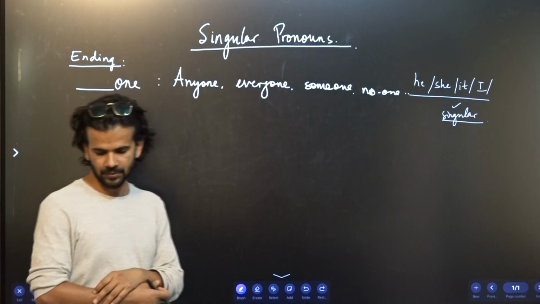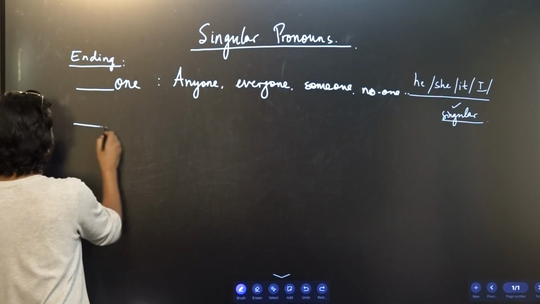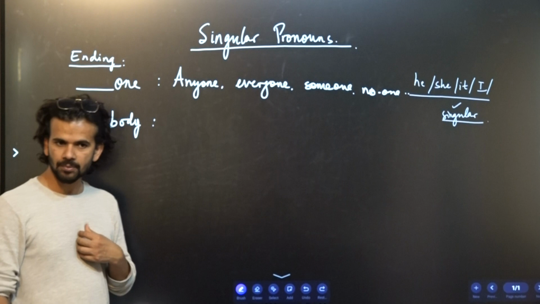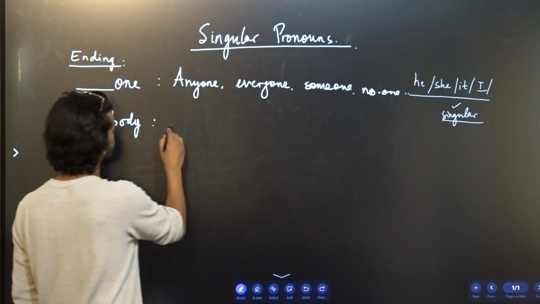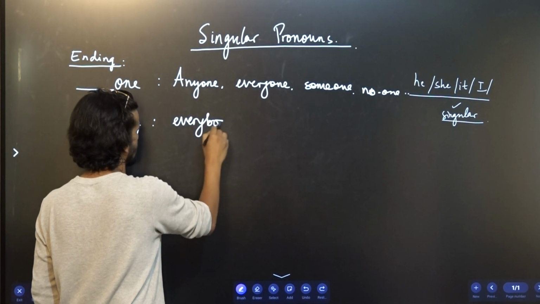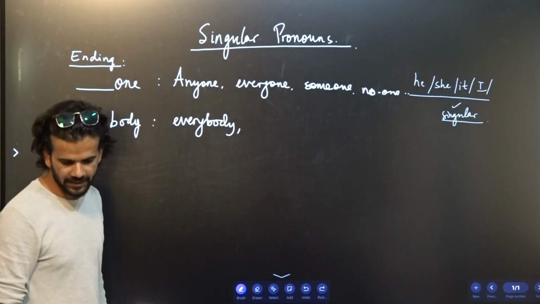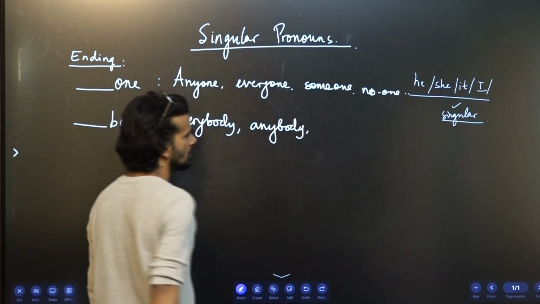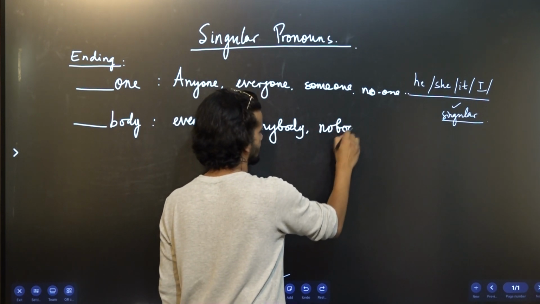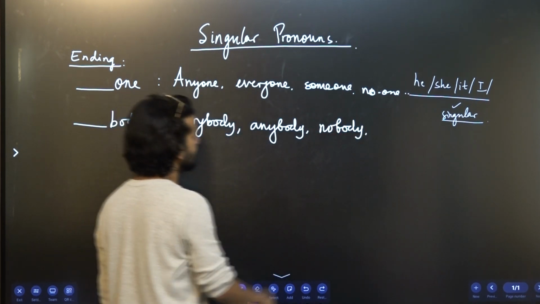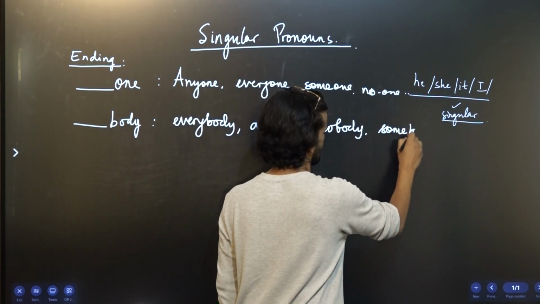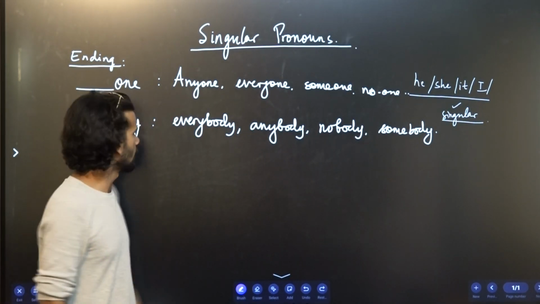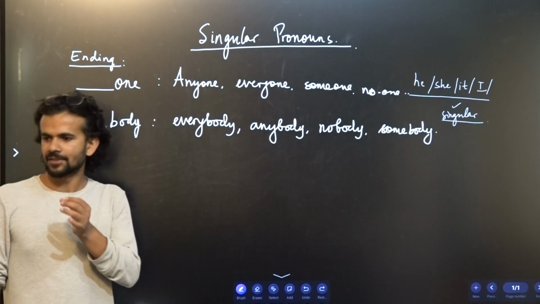Right? Okay. Similarly, when the ending is body, it's also a singular pronoun. For example, everybody, nobody, anybody, somebody. These are all singular pronouns, right? So, for example, everybody in the class.